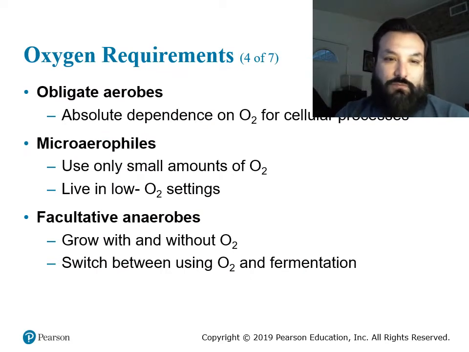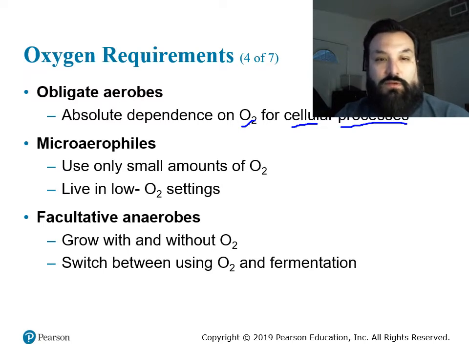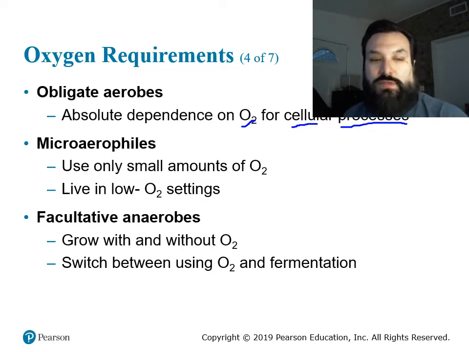Okay, so what's an obligate anaerobe? Excuse me, an obligate aerobe. An obligate aerobe depends on O2 for cellular processes. And so you can write in parentheses metabolism, because these obligate aerobes need oxygen for metabolism. They actually need oxygen to make energy, right? Energy.